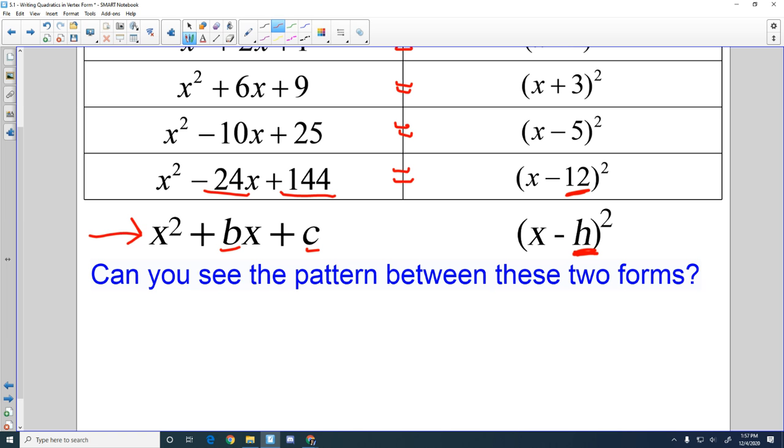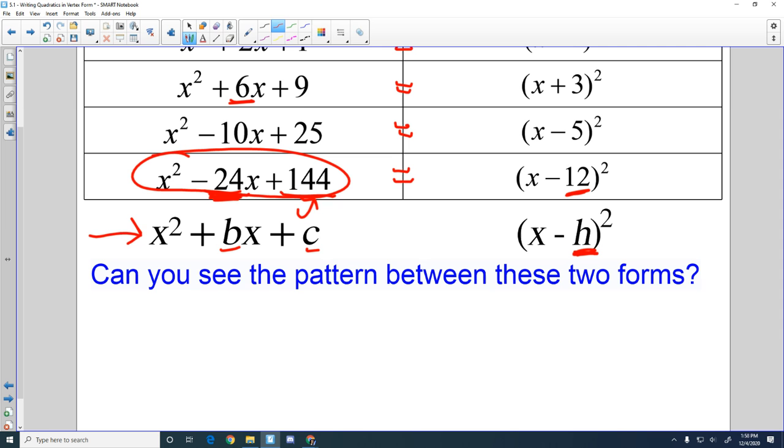That's right. So there's this relationship here. If I have an equation in this form, I know that this number right here, B, if I divide that by 2 and then square it, I get this number, the 144. Does that work for every one of these?